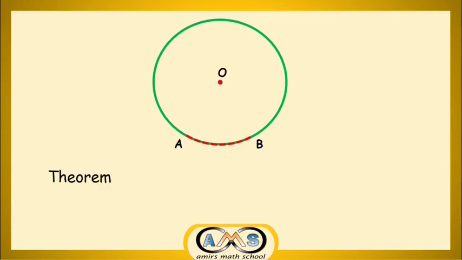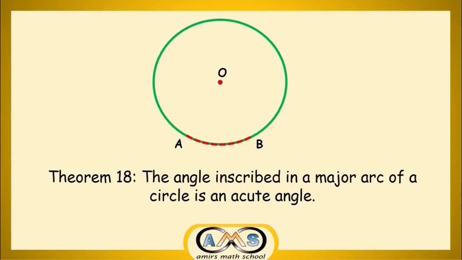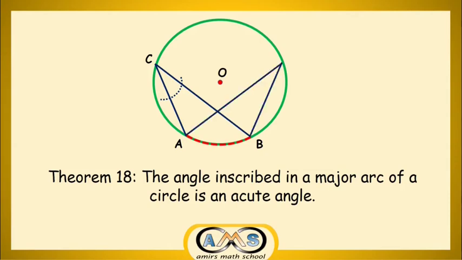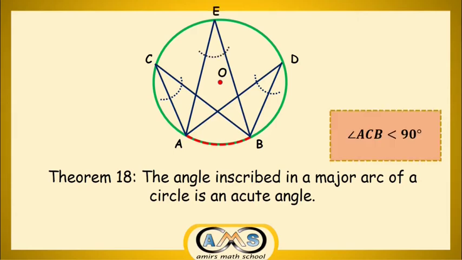This AB is an arc on the circumference. Then theorem number 18: the angle inscribed in a major arc of any circle is an acute angle. So here, this green part is the major arc and this red marked part is the minor arc. If we draw any angle considering this arc AB and which is inscribed in this major arc, that will be an acute angle, that is ACB, ADB and AEB. All angles will be acute, that is, less than 90 degrees.